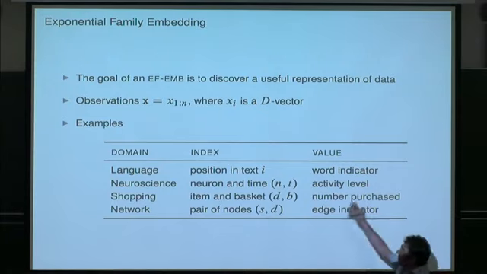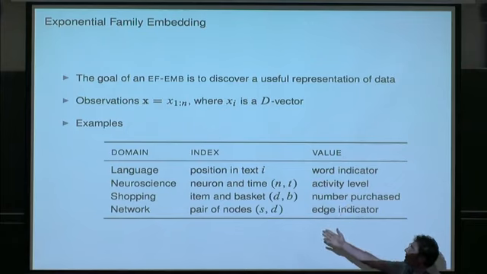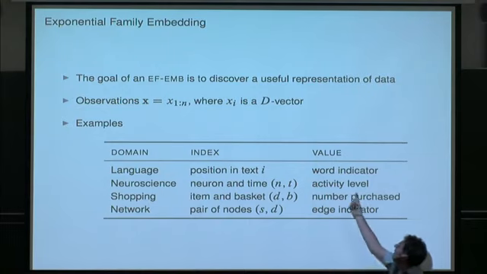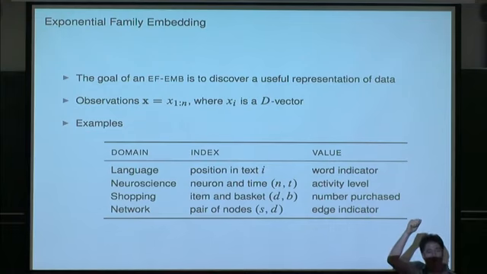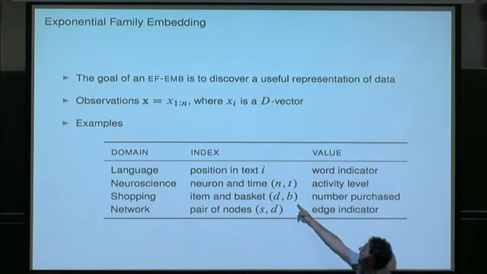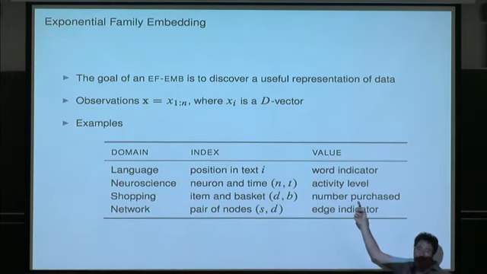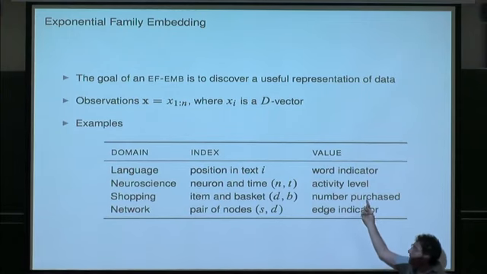Now, here's just some examples of different types of data. In language, xi is a word at a certain position in the text, and it's an indicator vector. It's got size, number of terms in the vocabulary, and there's a single one somewhere there to indicate what word it is. In neuroscience, we have a neuron measured at a particular time. This is the zebrafish neuron, and we're measuring the zebrafish's activity level in that neuron at that time.